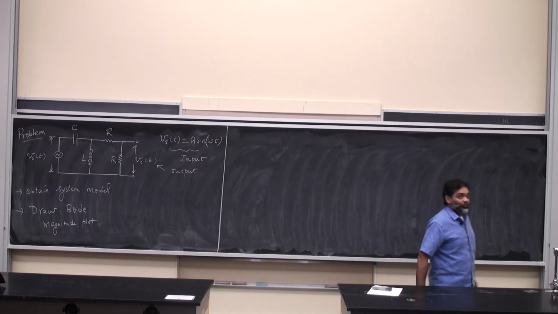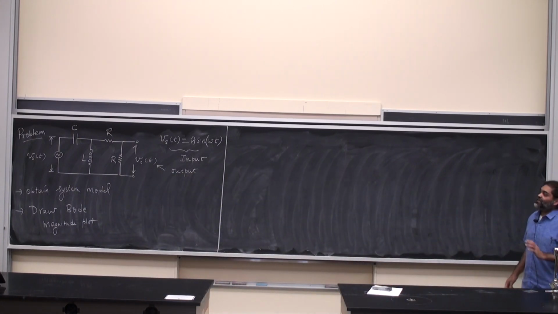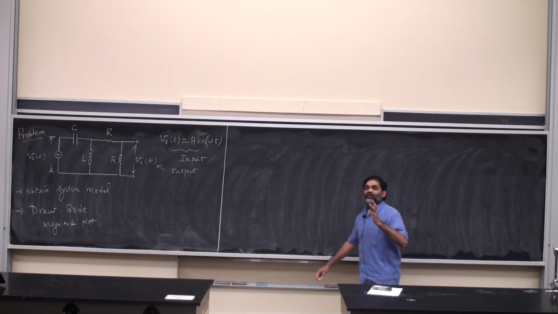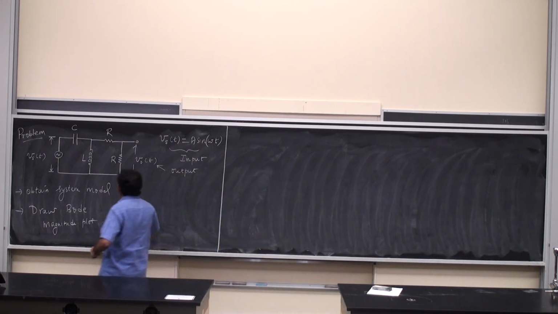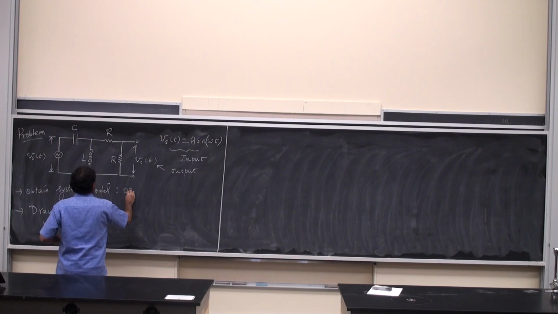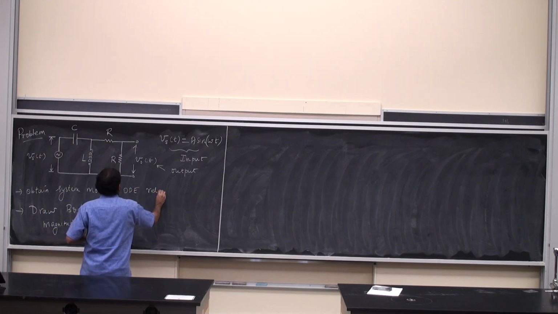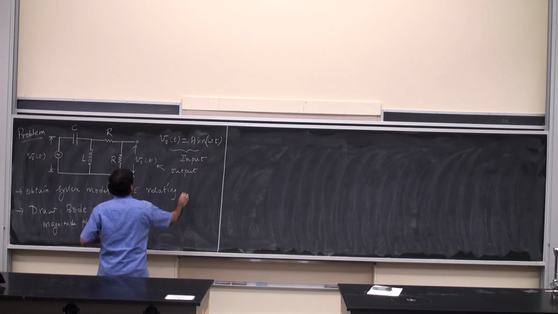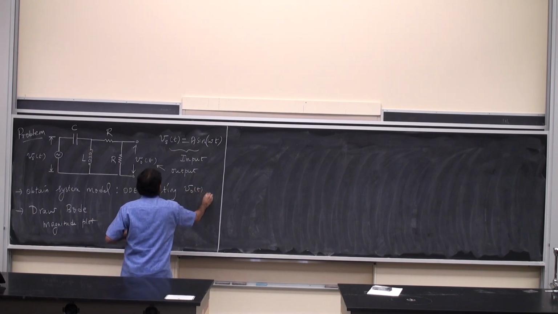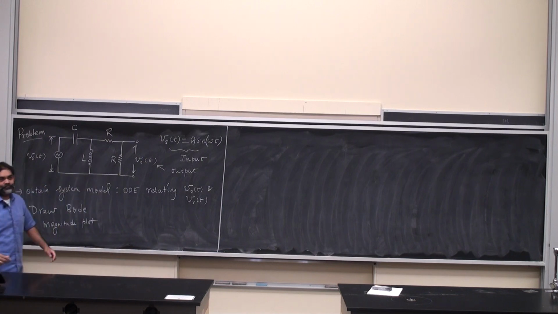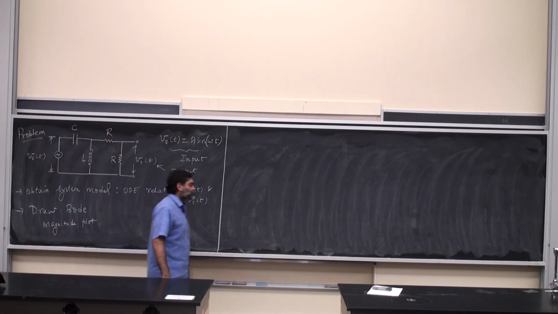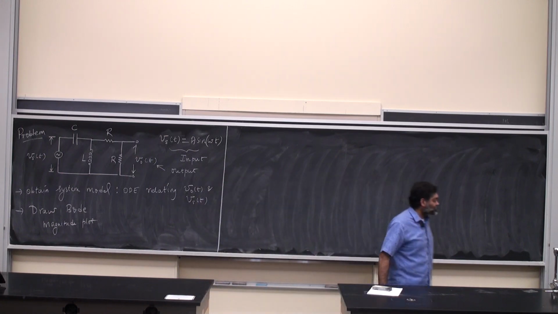When I say system model, this essentially implies a differential equation that relates V0 and Vs. So this is an ODE relating V0 and Vs. Bode magnitude plot, we know this, magnitude M versus omega.